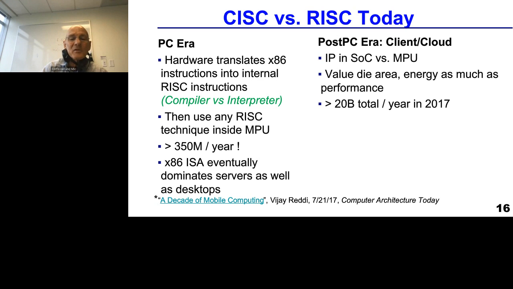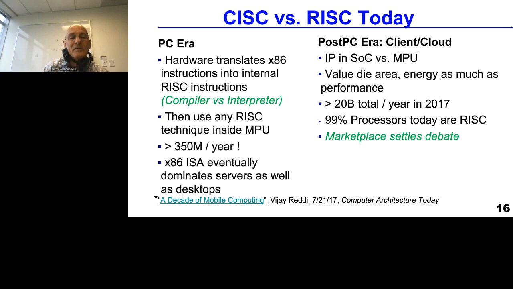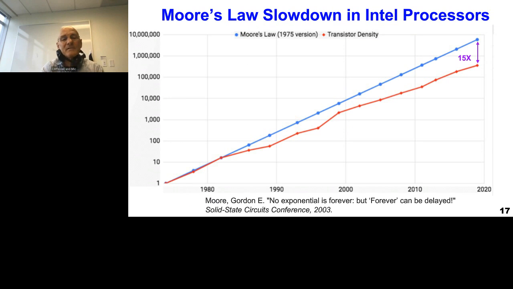So now in the post-PC era, it's shifted to 20 billion per year, and increasing, of 32-bit and 64-bit microprocessors, and 99% of those are RISC. So the marketplace again settled the debate, but certainly in the post-PC era, RISC has won. Okay, so that was a pretty quick history of how things are going. Now let's talk about the current state of affairs.